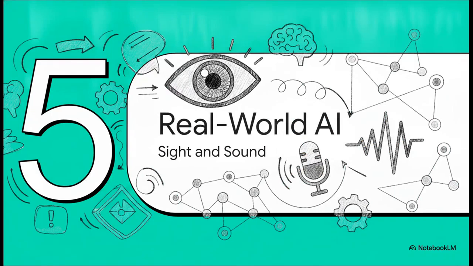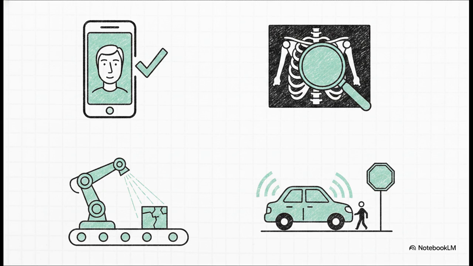Part 5. Real-world AI applications, sight and sound. Because this tech learns from data rather than fixed rules, it's incredibly versatile in the real world. Let's look at image recognition first. By training models with millions of labeled pictures, they literally learn to see. This is why Face Unlock on your smartphone works so securely.